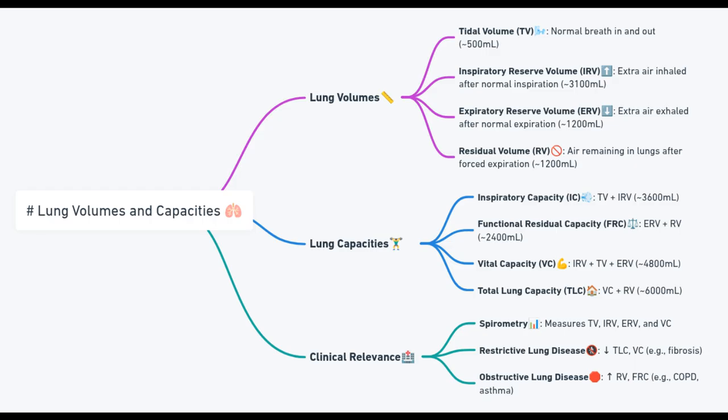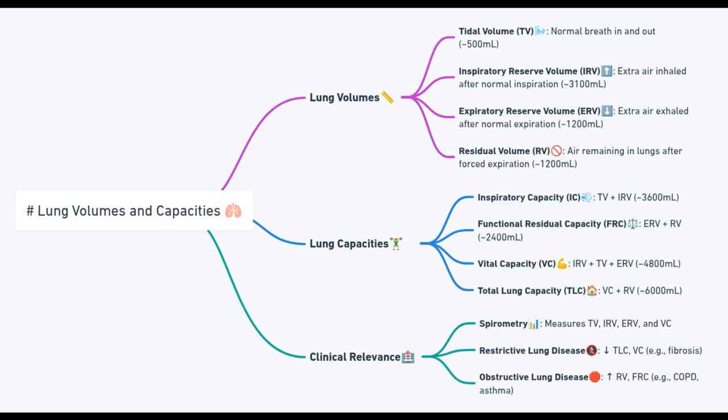There's another capacity, which is the closing capacity or closing volume. Basically it refers to the lung volume below which small airways begin to close. So that's the closing capacity or the closing volume. The residual volume trapped in the alveoli is secondary to closure of the small airway at the end of expiration.